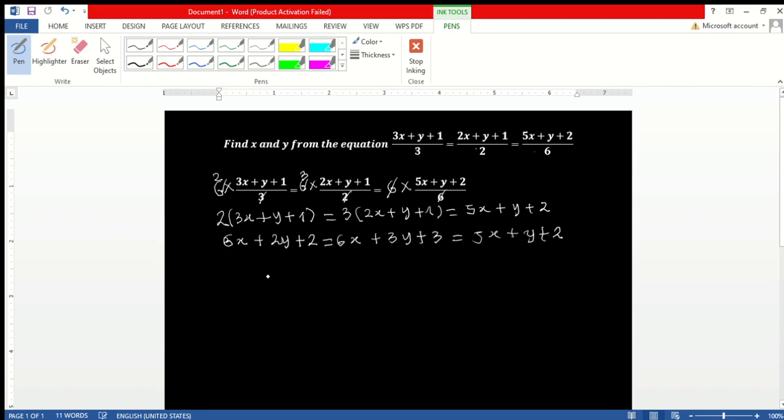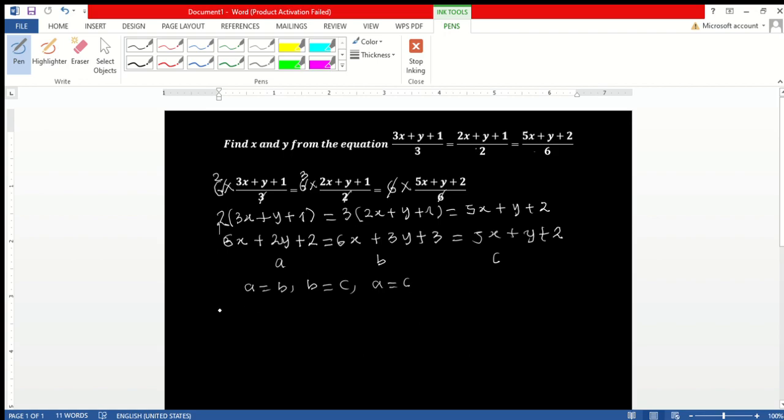Okay, it simply means that we can rewrite this one, assuming this one is A, this is B, and this is also C. So we can say that A is equal to B. Similarly, we can also say that B is equal to C, and we can also say that A is equal to C. So we use this to form equations and resolve it.